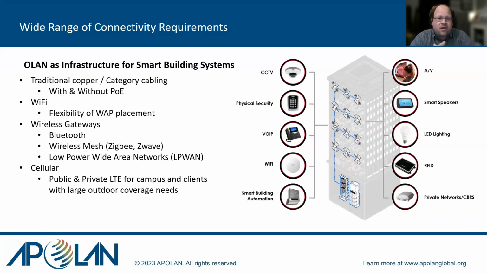Wireless gateways, so not Wi-Fi, but things like Bluetooth for location services potentially, wireless mesh for mesh devices, so gateways for services like Zigbee and Z-Wave, very common in automation, especially in the residential space, but also in certain commercial applications. Low power wide area networks, which again, especially in multi-building or campus environments. And last, but certainly not least for smart buildings, is the need to have good coverage for public and potentially for private LTE for campuses. Next slide.